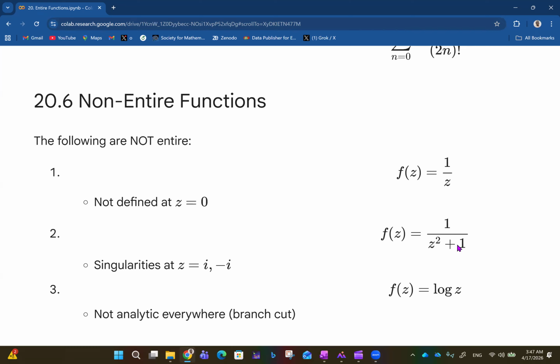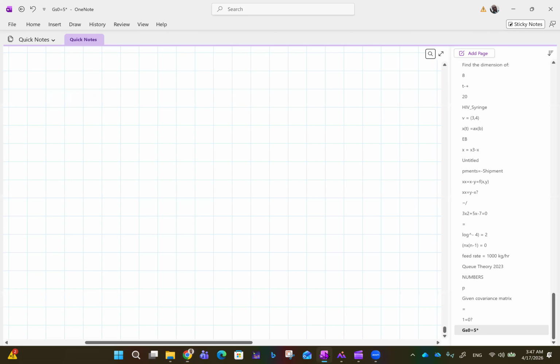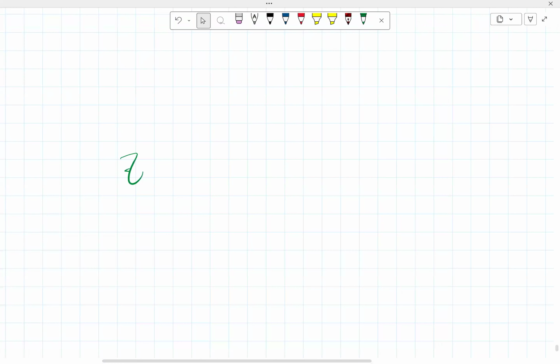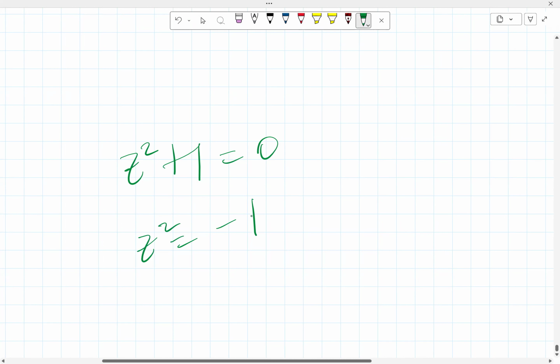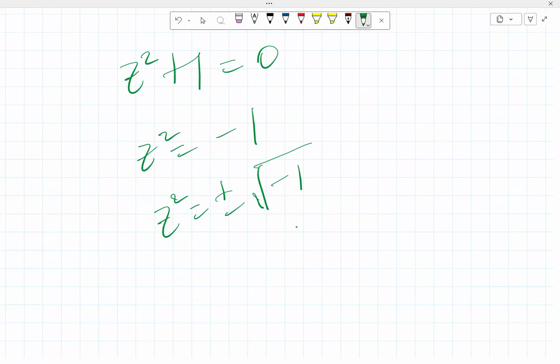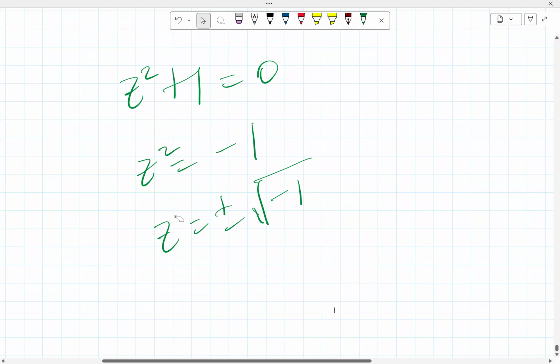Then number 2, f(z) equals 1 over z squared plus 1. It has singularities at z equals i and minus i. What we mean by that is this. If you have z squared plus 1 equals 0, that means z squared equals minus 1. And that means z equals plus or minus the square root of minus 1. If you take the square root of both sides, z now is plus or minus i, since the square root of minus 1 is i. So it has singularities at plus i and minus i, and that is why it is not an entire function.